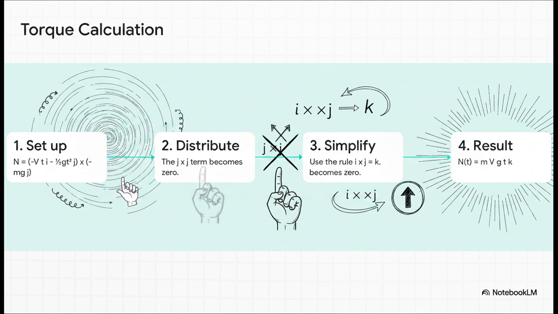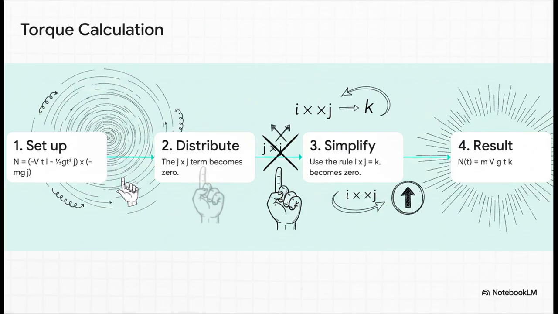So what are we left with? We have negative vt, i, crossed with negative mg, j. Okay, first, the two negatives cancel out. And then, using the good old right-hand rule, i cross j gives us k, which is a vector pointing straight out of the screen at you. And there it is, a non-zero torque. This is our aha moment.